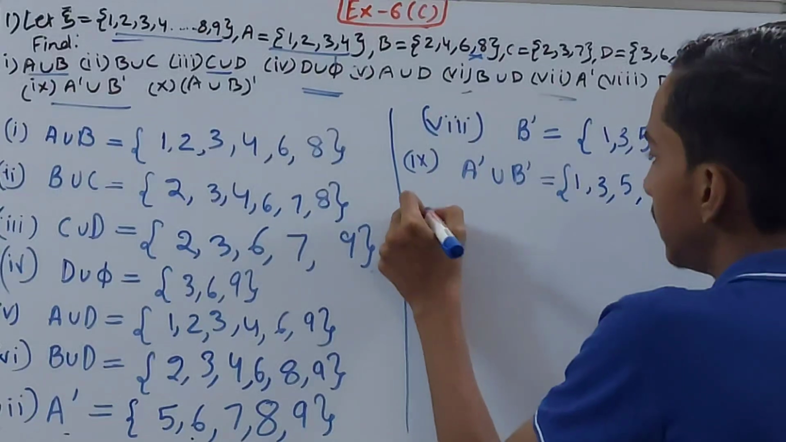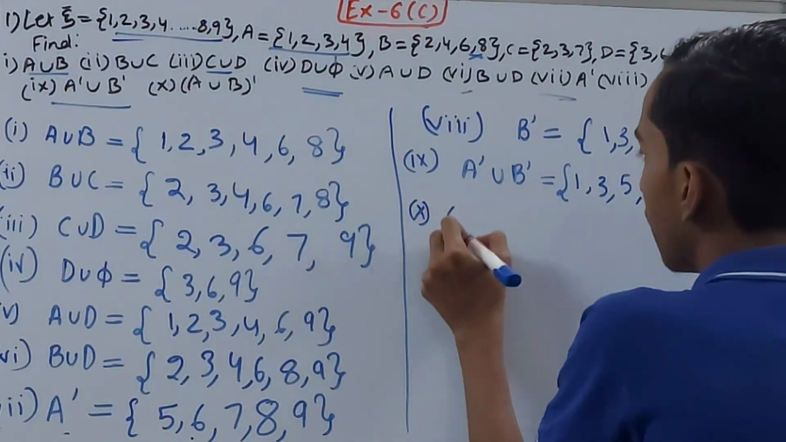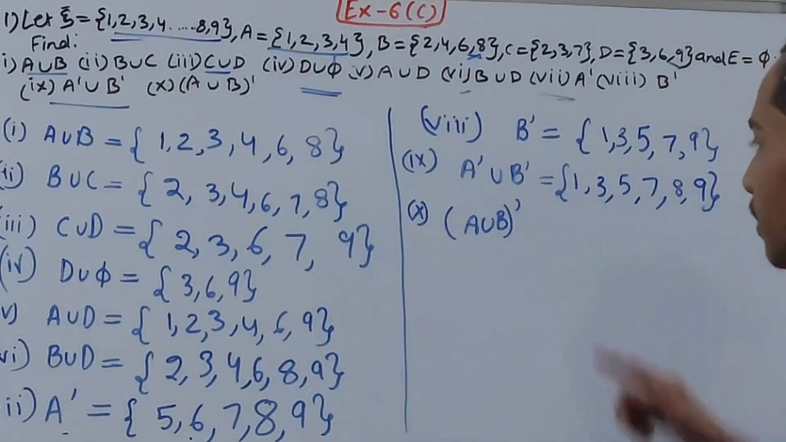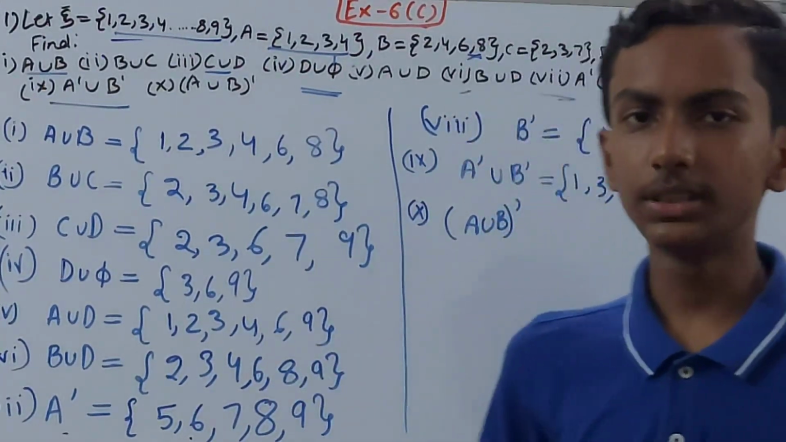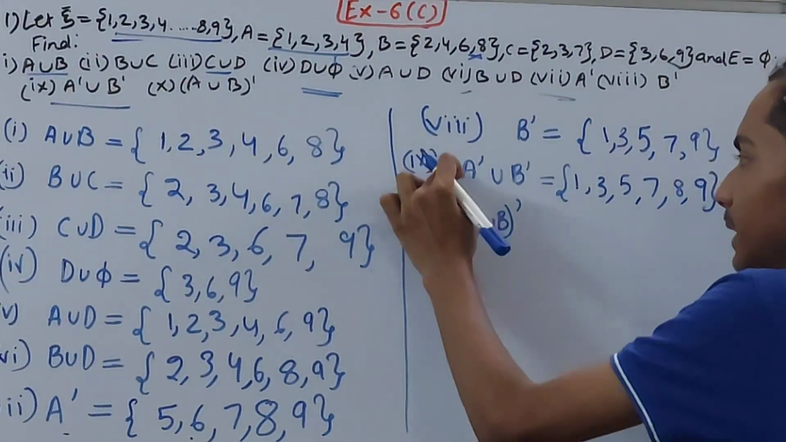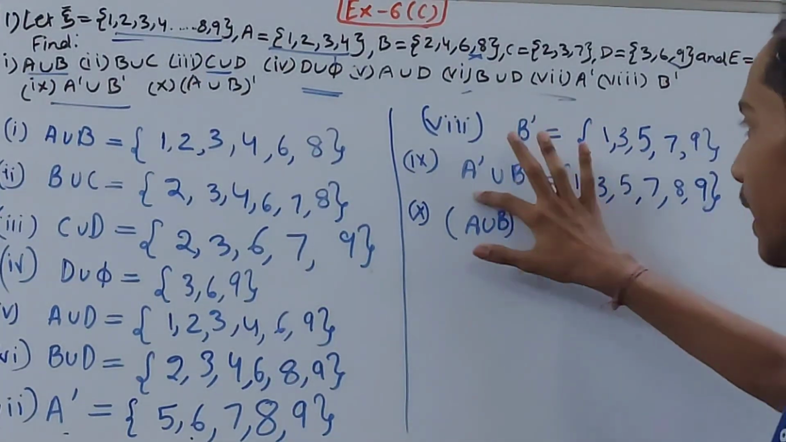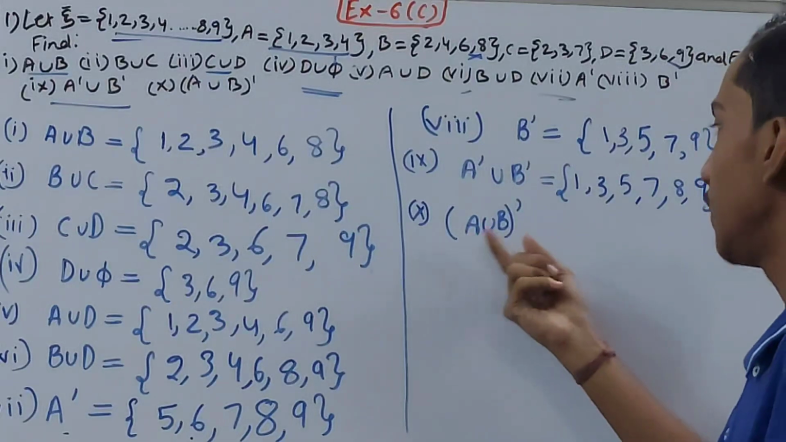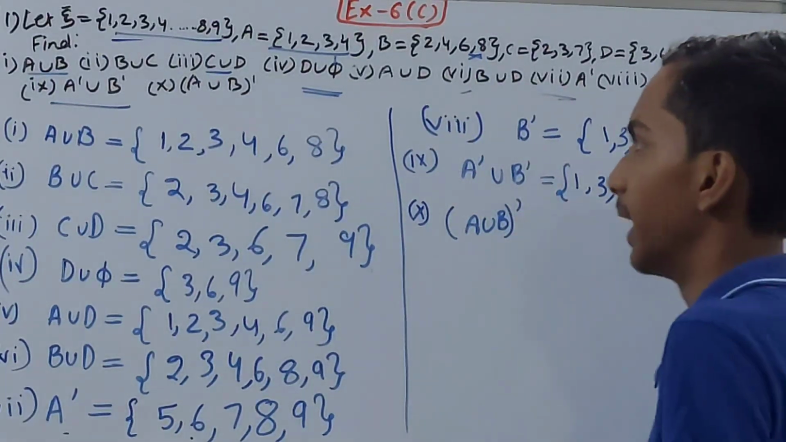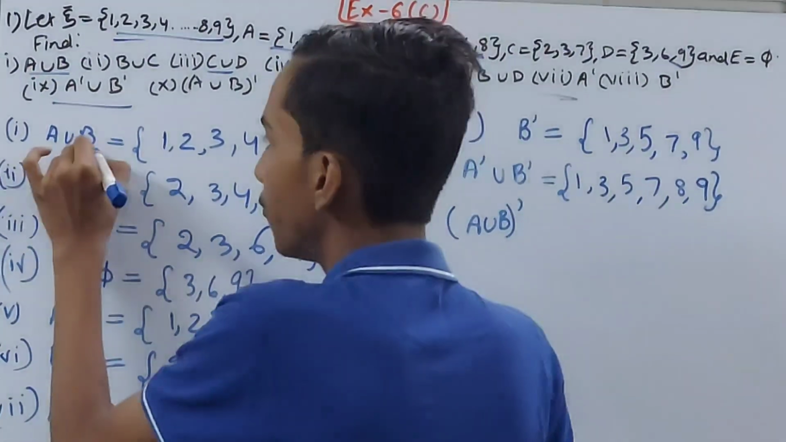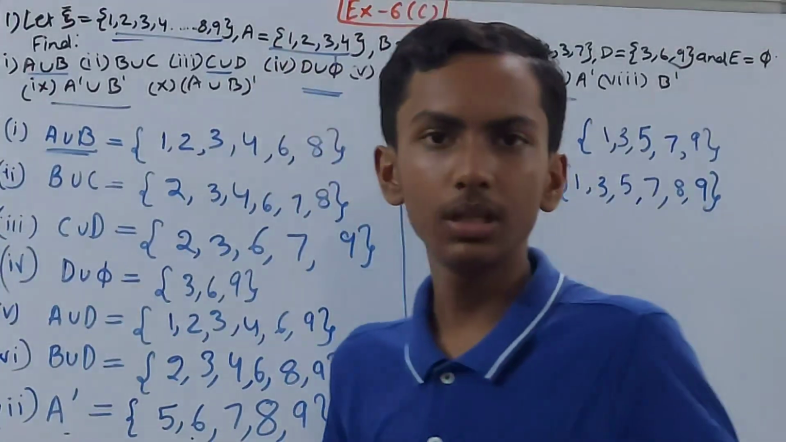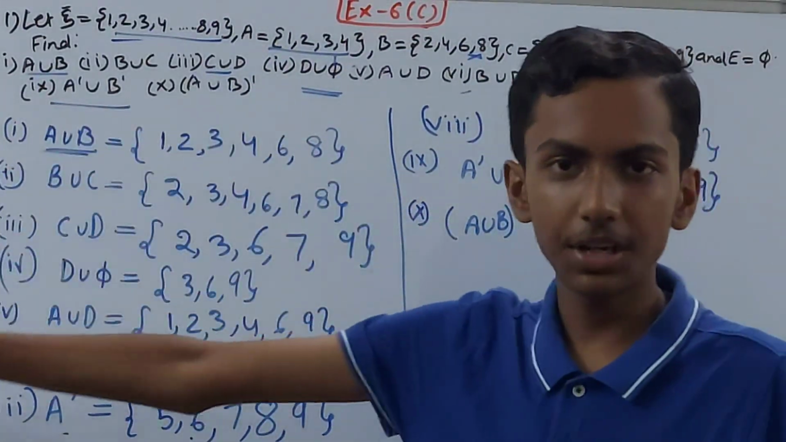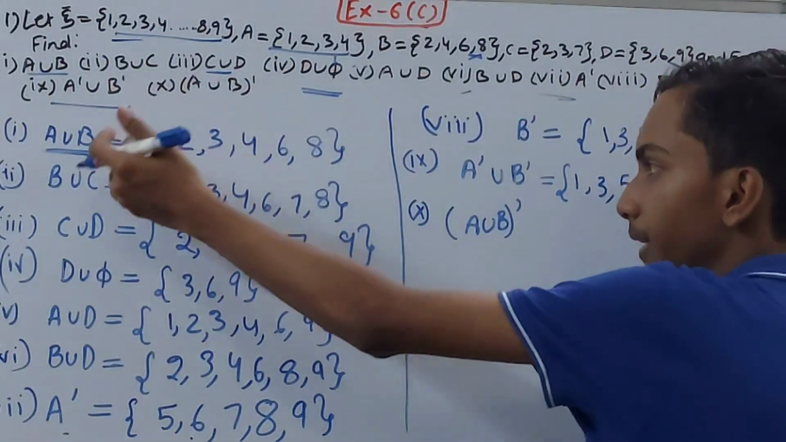Now see, this is a little different. It is asking us the complement of A union B. You will think, is this and this the same? No, it's not. A complement union B complement is different from the complement of A union B. We have done in the very first part the value of A union B, yes or no? What is it? 1, 2, 3, 4, 6, 8. This set we have created. Yes, this is in the first part.